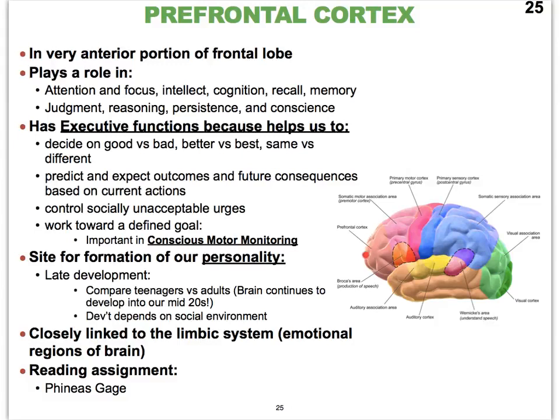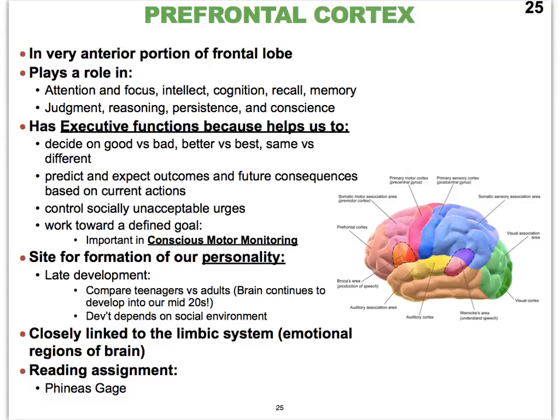The prefrontal cortex is really where our personality develops. It's also where we have our conscience located, so we can distinguish the good from the bad, or identify that this is better than that, or this is different and that is the same. It's also that part of our brain that allows us to predict outcomes.